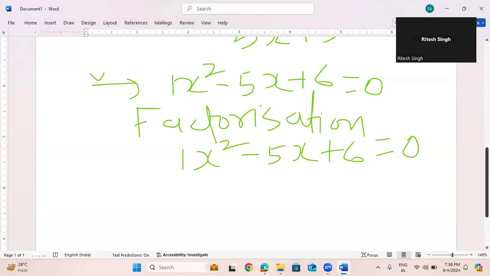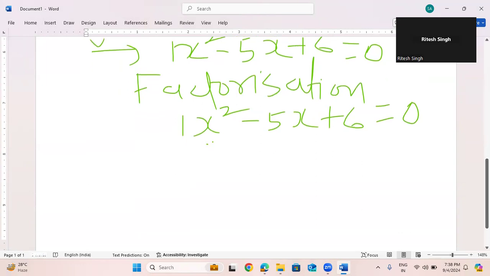First, we have to do what? 1x square minus 5x plus 6. This is our a, this is our c. We have to multiply this term by this term. 1 into 6. What is this? 1 into 6 is equal to 6, right? So first we have to multiply the first term a and c. So we got 6.